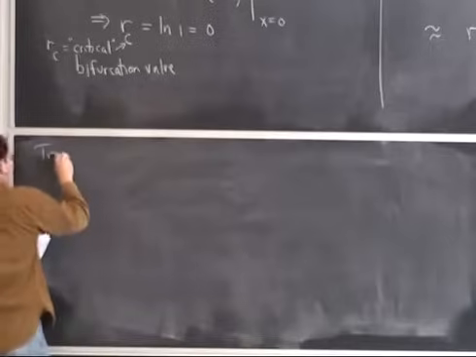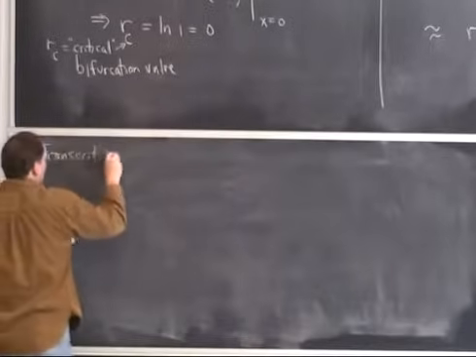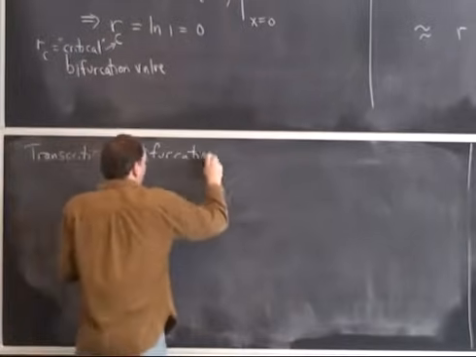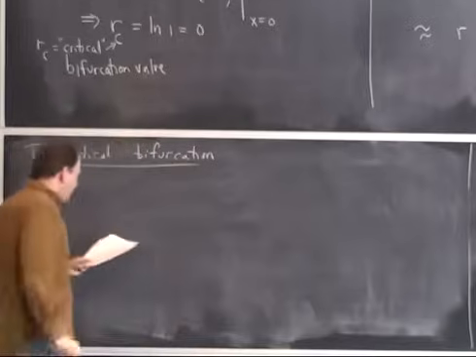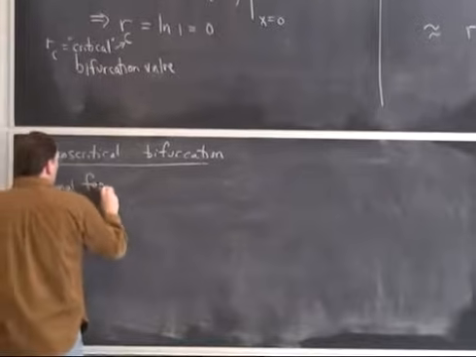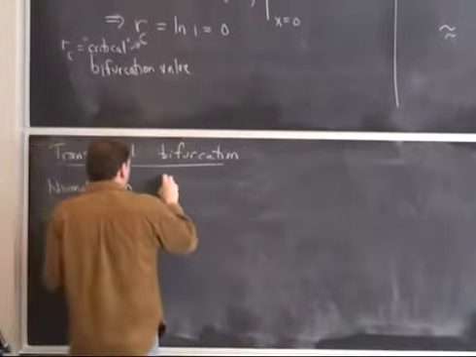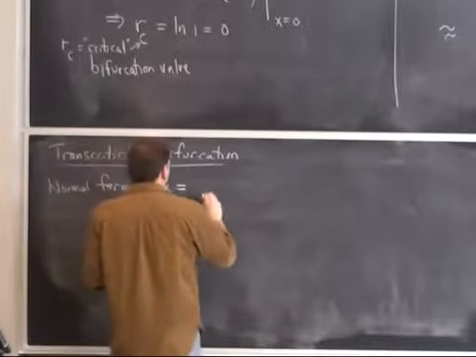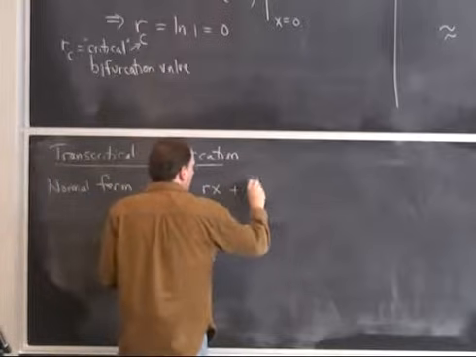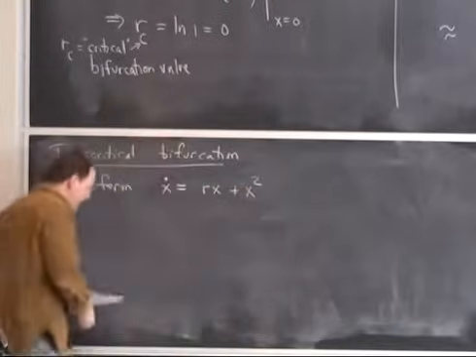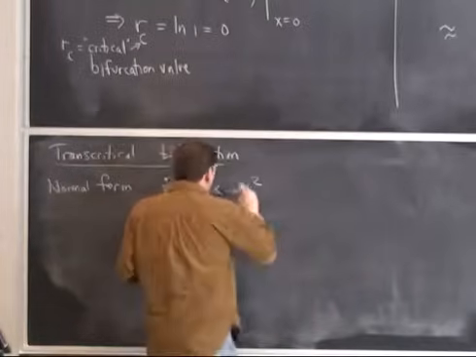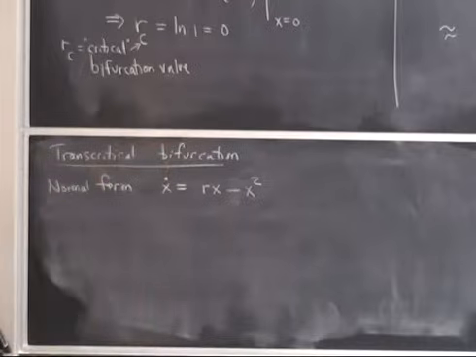Okay, so the second bifurcation to discuss is commonly called a transcritical bifurcation. And its normal form is slightly different from what we just talked about. So earlier we had x dot was r plus x squared. Now it's going to be rx plus x squared. Actually, let's make it minus x squared. This doesn't really matter. The algebra just looks a little easier this way.